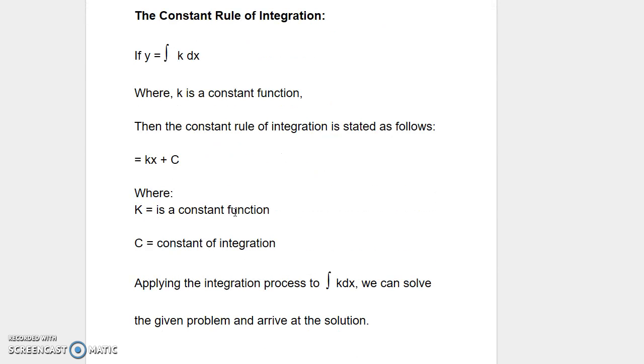The first rule is the constant rule of integration. If y is equal to integral k dx, where k is a constant function, then the constant rule of integration is stated as follows. That is equal to k times x plus c, where k is a constant function and c is the constant of integration. Applying the integration process to k dx, we can solve any given problem and arrive at the solution. We will solve some example problems related to this rule in my next video presentation.